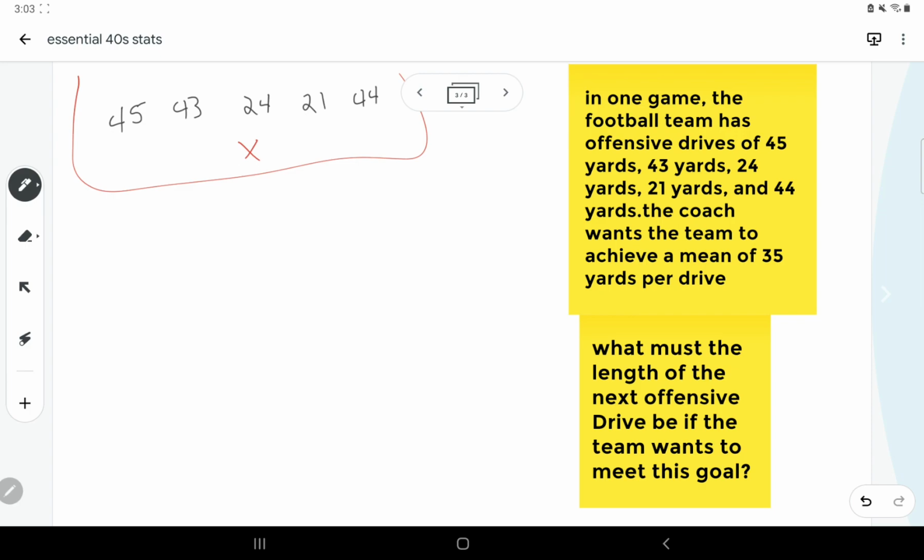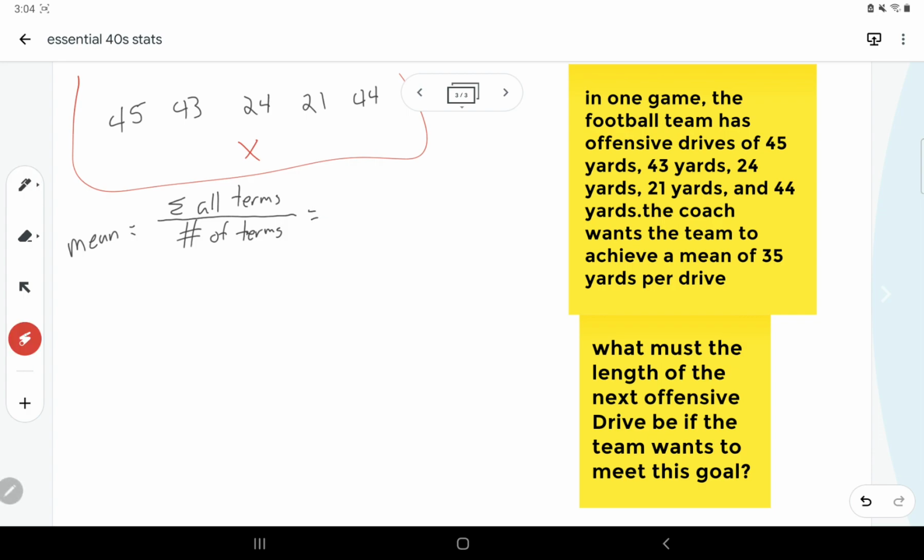So we can still use that formula, mean equals the sum. I'm just going to use this sigma symbol. It just means add up everything. So the sum of all terms over the number of terms. Right, that's just shorthand. Okay, so we can still do this math.